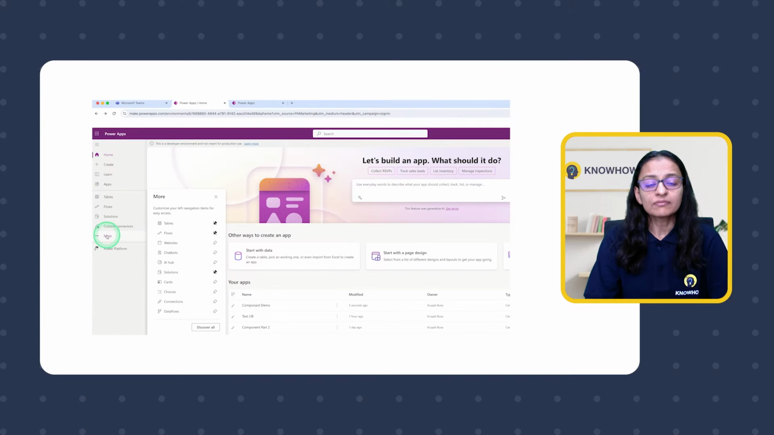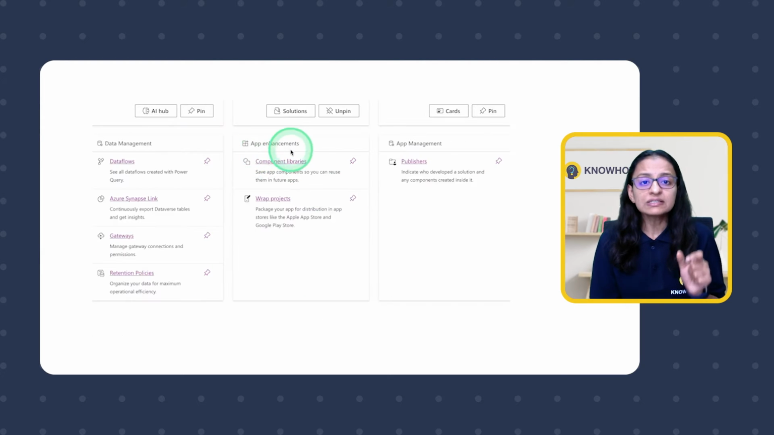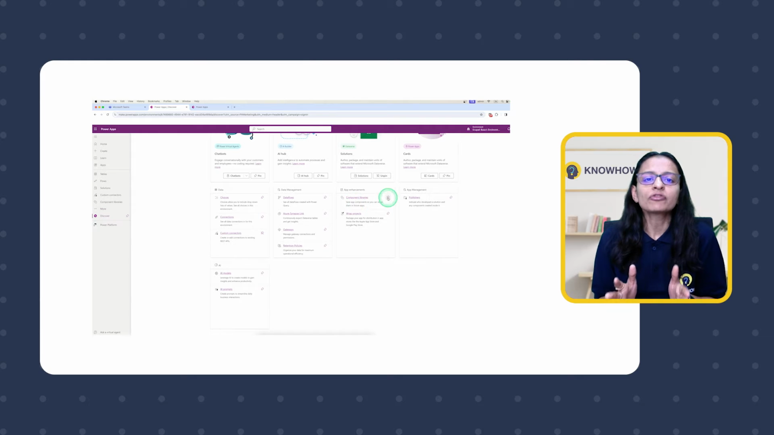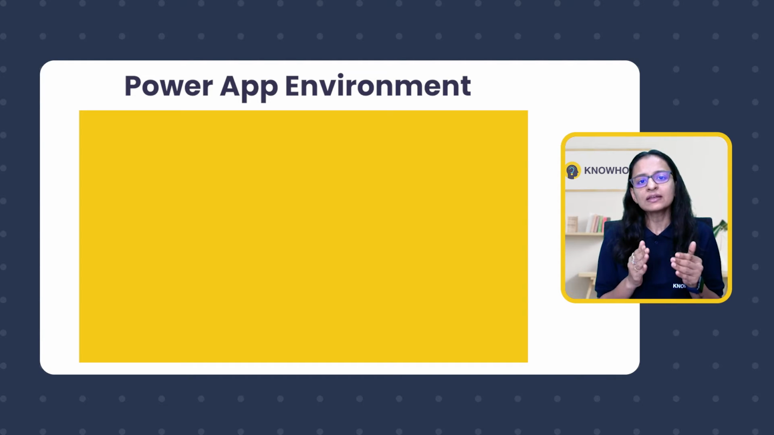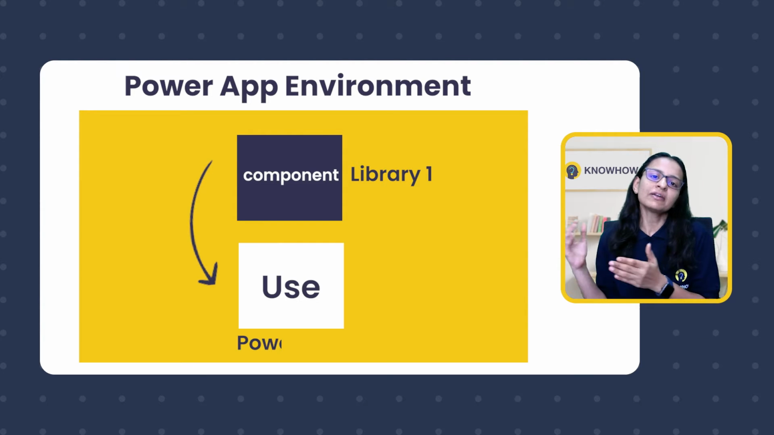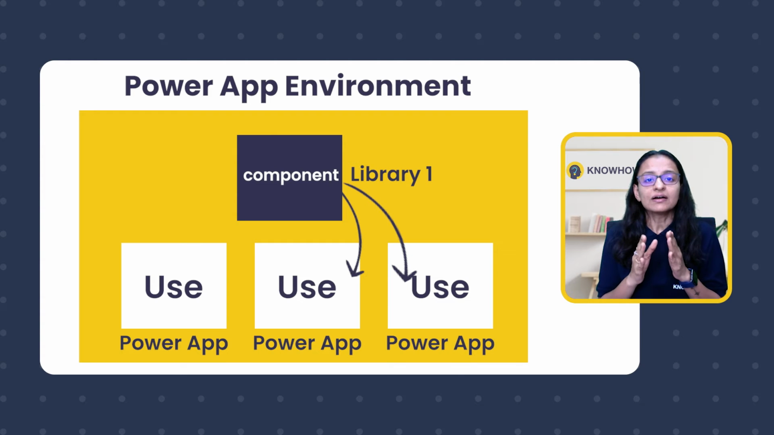Now, when we create a component using the Power App enhancement section, this is called a component library. What is the meaning of component library? In the Power App environment, we are creating a library of components. That library we are going to use in our Power App or in a different Power App. That's why we are calling it a library.